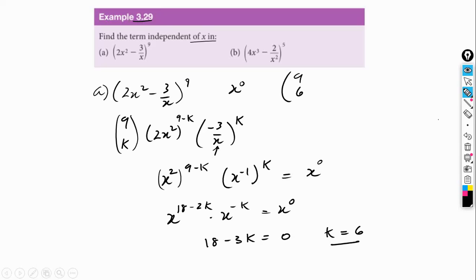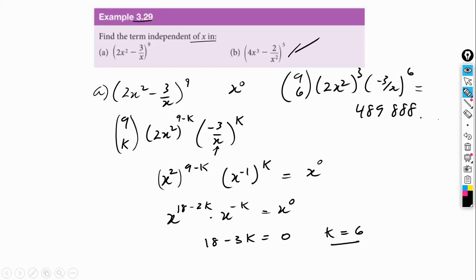9 choose 6, and we would get 2x squared to the power of 9 minus 6, so this to the power of 3, times negative 3 over x to the power of 6. So we know that the x's are going to cancel out, and we're going to get 489,888. Okay, so I will leave part B, since it's so similar, as an exercise for you guys.